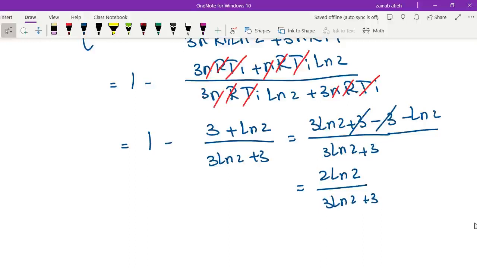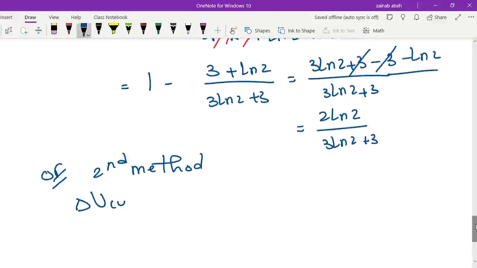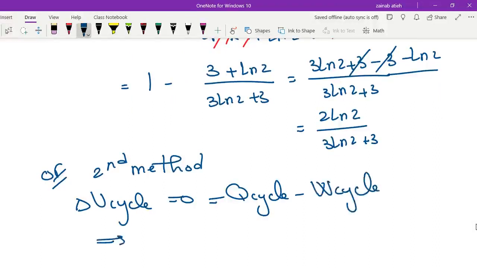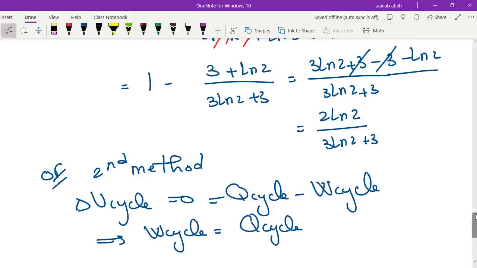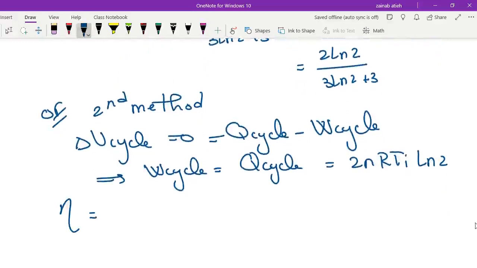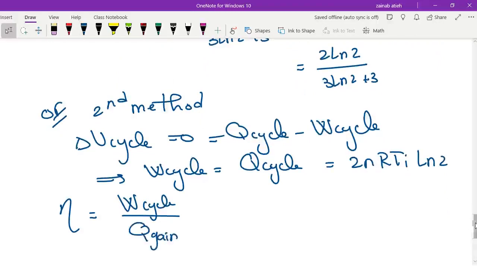Now, there is a second method, which is easier. Let me tell you how. We calculated the Q of the cycle. The Q of the cycle is very important. It tells me about the work of a cycle. Delta U of a cycle is equal to zero, which is equal to the Q of a cycle minus the work of a cycle. So I can deduce that the work of a cycle is equal to Q of a cycle, which I have already calculated, 2nRTi ln 2. So this is the work of a cycle.